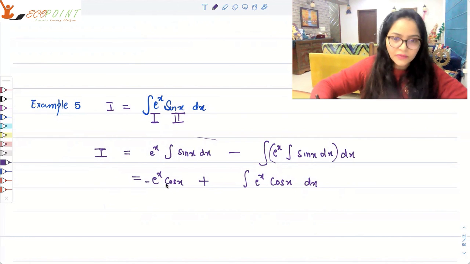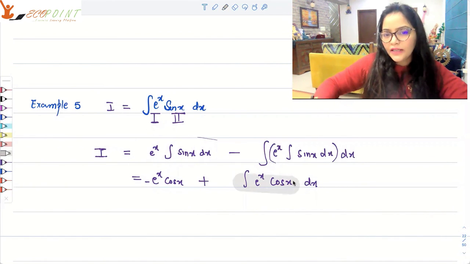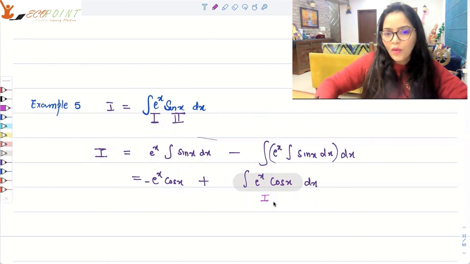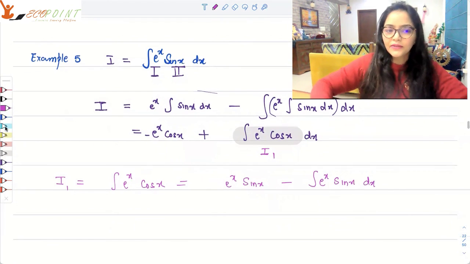What I can do next here? What we just figured out here, this expression consists of another integral, which is pretty much like the integral we are dealing with. So what I'm going to do is take this as, say, I1. So let's calculate I1. I1 is the integral of ex cos x. So it's going to be ex as it is, integral of cos x is sin x, minus derivative of ex is ex into integral of cos x is sin x dx. Oh dear. So what do we get here?